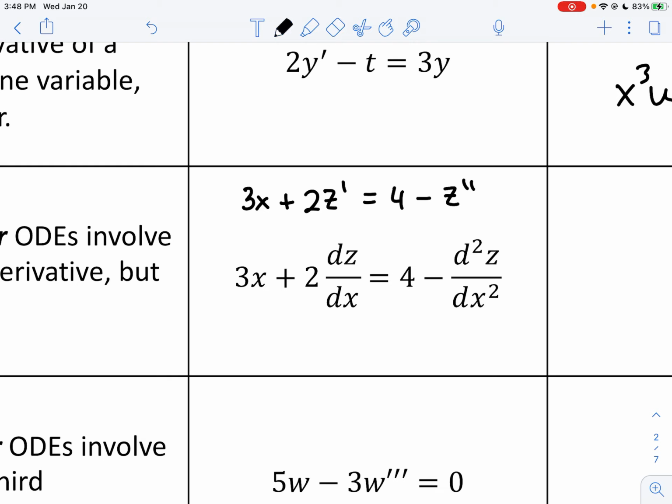You didn't have to have a z prime present either. Like this, that could have just been a z, and this would still be a second order differential equation because we have a second derivative, but not higher, involved.